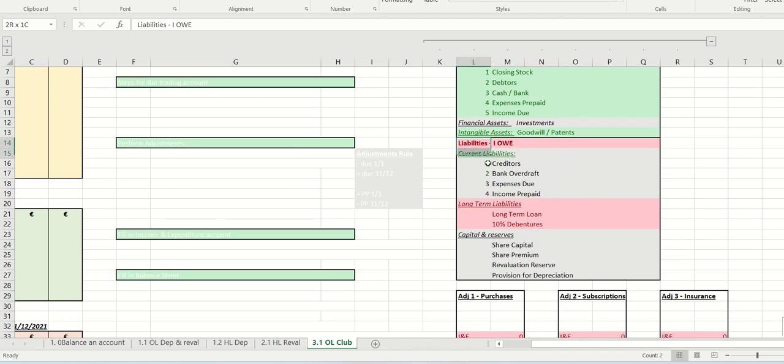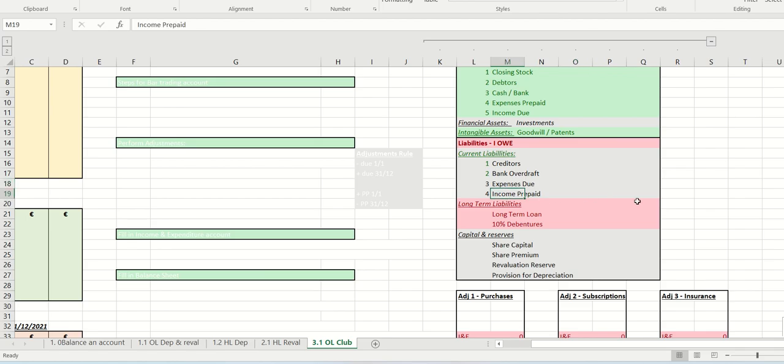Then we move down to our liabilities. What is a liability? Liabilities are things that I owe. So I owe people money. Our current ones are things that I owe and they're going to be repaid in less than a year. So I've got creditors, the people I owe money to, bank overdraft, the money I owe to the bank, expenses due. So if my insurance is due, if I've got wages due, they would be here.